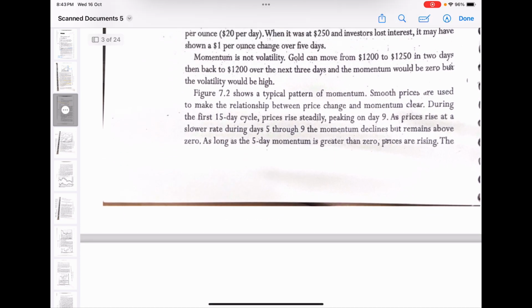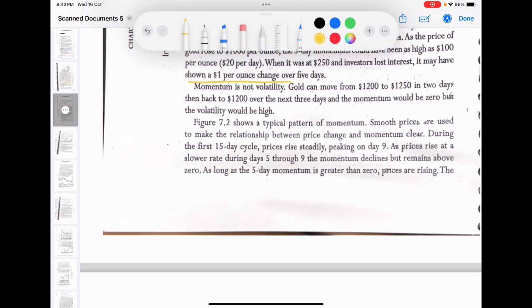Okay, one thing you need to be very clear about is that momentum is not volatility. Gold can move from 1200 to 1250 in 2 days, then it can again come back to 1200 over the next 3 days. In that case, the momentum would be zero. Why? Because the price which it was 3 days ago was 1200. Today again it's at 1200. So there is no change with regards to the time. So the momentum is zero. But the volatility is high because at one point in this given period, the price did reach 1250.